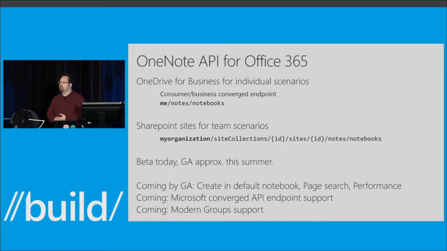So right now there's no notion of a default notebook in O365, which means you can't just post a raw page and expect it to appear in a simple notebook. So we'll have that soon. We also don't have search at the moment. You could use that structured query that I showed you, but there's no free text search. We'll have that before we hit GA.